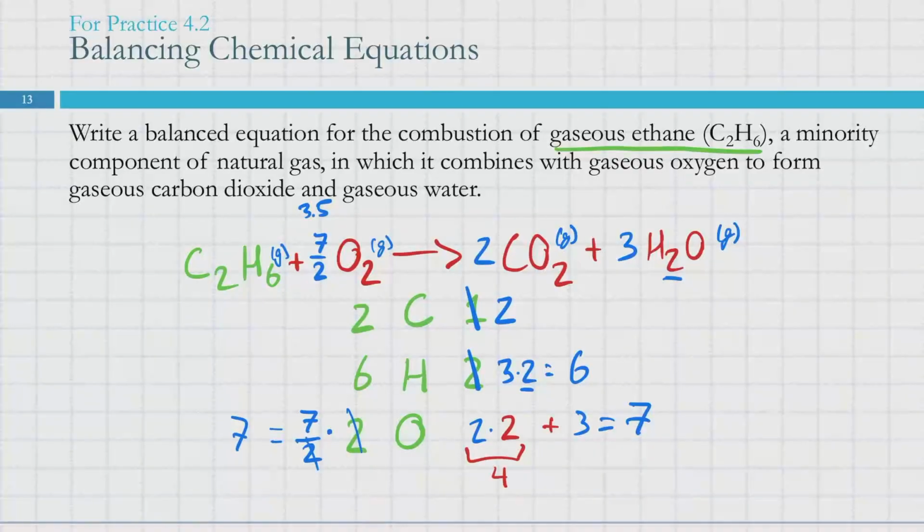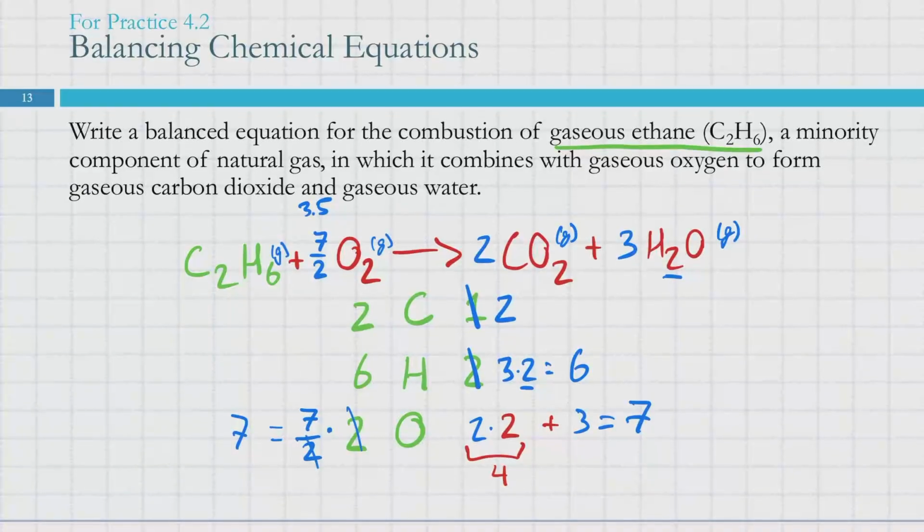Now we've got 7 on the left, 7 on the right. Can we have 7 halves or 3.5 oxygen molecules? No. Why not? Because there's no half, in the same way that I couldn't have 3.5 students in my class, legally. So how are we going to get rid of this 7 over 2? Divide by 2. Divide the whole thing by 2.